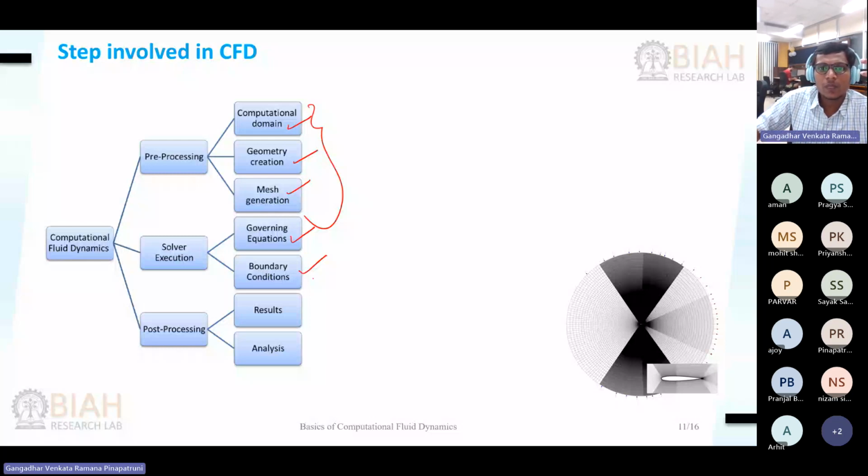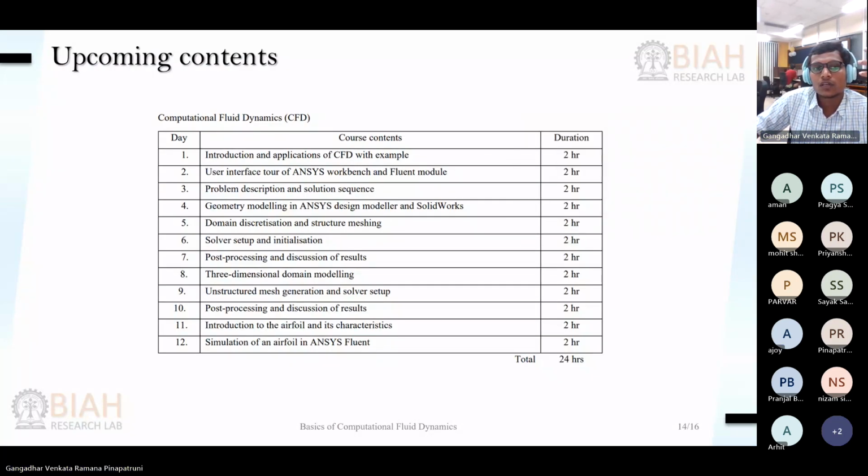So the next steps in this short-term course: today I explained the applications and introduction to CFD, and I will show you some small example, not a big one. Then tomorrow we will discuss the user interface tool with the ANSYS Workbench, and you can go through all these contents that I shared with you. And finally, we will end up with the simulation of an airfoil in ANSYS Fluent. This is our final target.